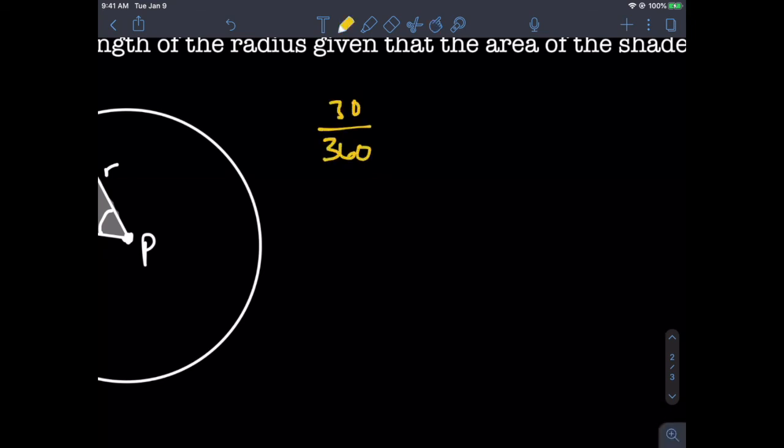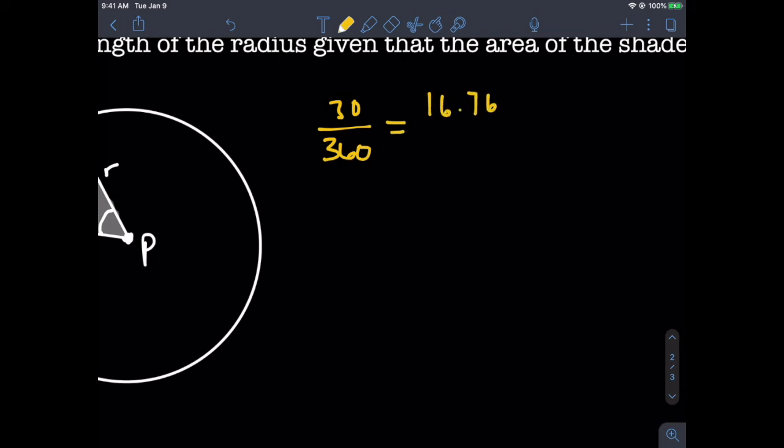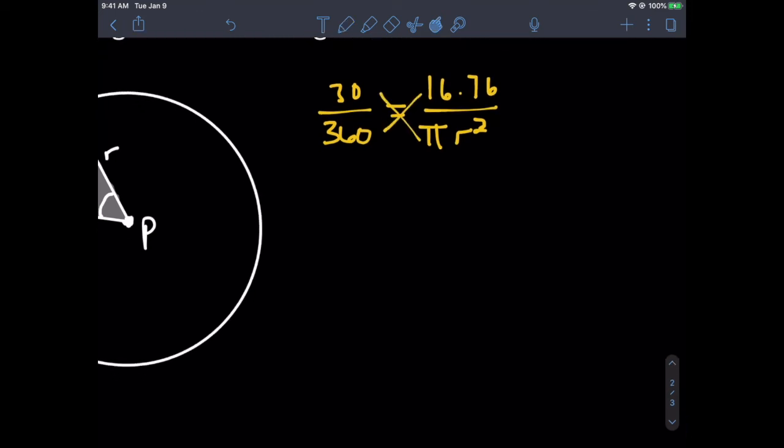Central angle is 30 degrees. We put that over 360. The area of this sector is 16.76. And then we have pi times, well, we don't know the radius, so we're going to call it pi r squared. Now, since there's nothing to simplify here, let's go ahead and cross multiply right away. This is going to give us 30 times pi r squared.